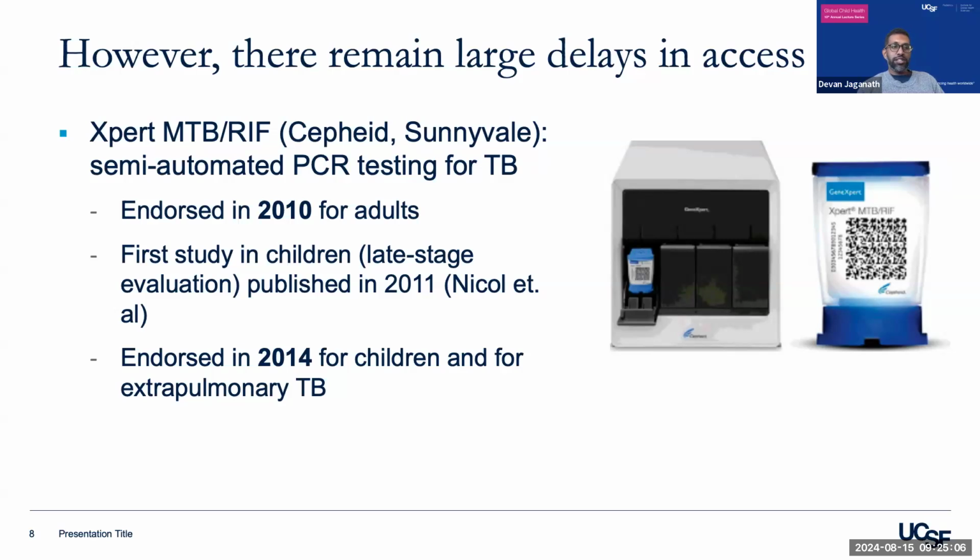And when it was first endorsed, it was just for adults because there wasn't data in children. There eventually was data published a year after that, in 2011. And then it was only endorsed by the WHO, both for children and for extrapulmonary TB, which again is relevant for children, 4 years later in 2014. So you can imagine, there's this test that clearly could be quite beneficial for children, but there was neither data nor really endorsement or support to implement it in children for 4 years. And think about the lives lost and the delays that occurred because of that.